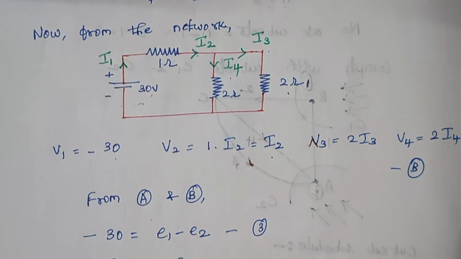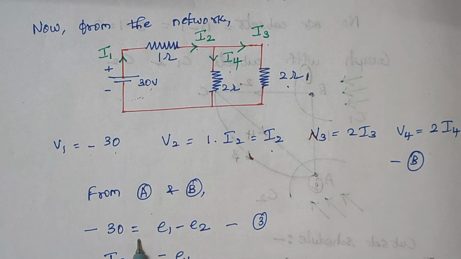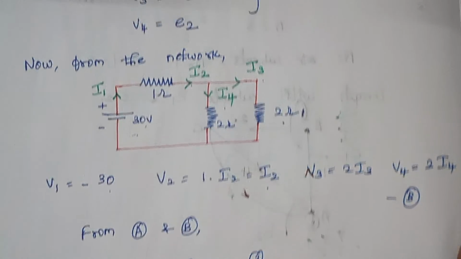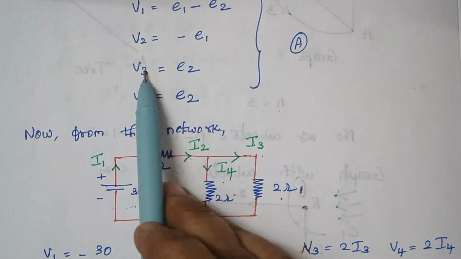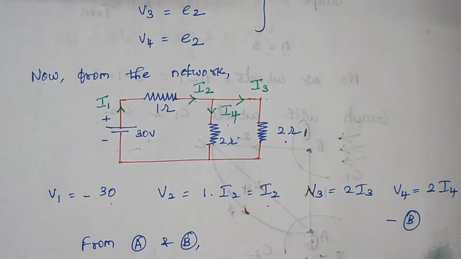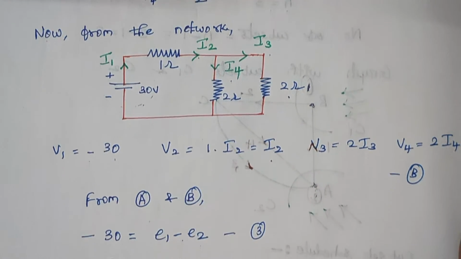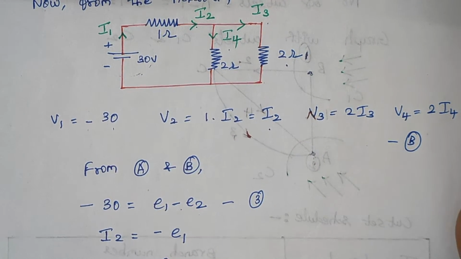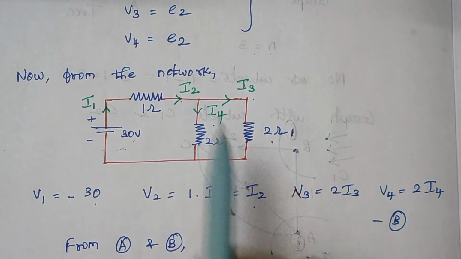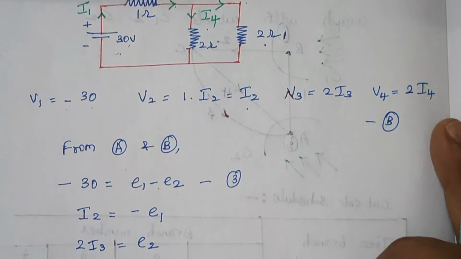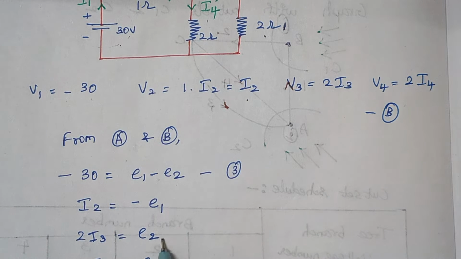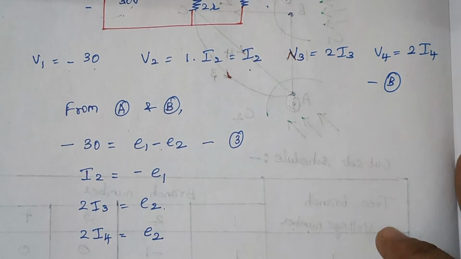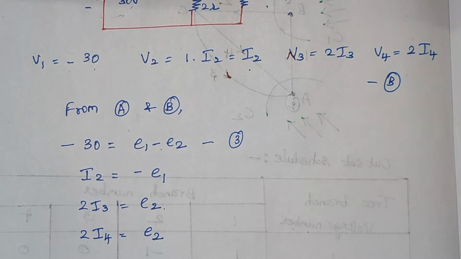So when you combine, you see here minus 30 is equal to E1 minus E2, and V2 is equal to minus E1. What is V2 here? V2 is I2. Therefore, I2 is equal to minus E1. Similarly, here V3 is E2 and here V3 is 2I3. So, 2I3 is equal to E2 and here 2I4 is equal to E2.